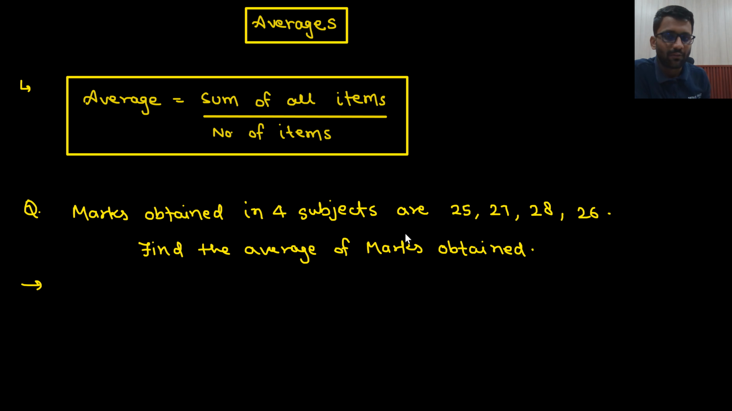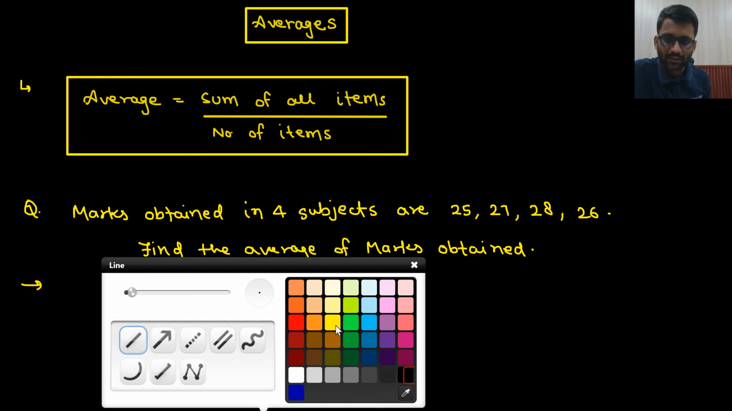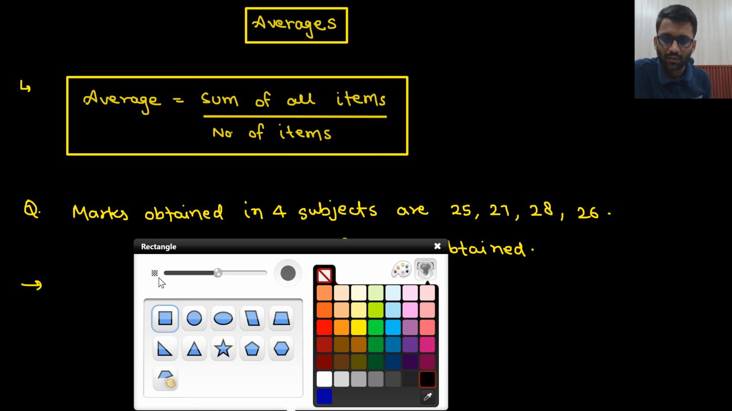So marks obtained in 4 subjects are 25, 27, 28 and 26. So what will be the average? How will you find the average? Total marks: 25 plus 27 plus 28 plus 26, and the number of subjects. What was the number of subjects? The number of subjects is 4, right?